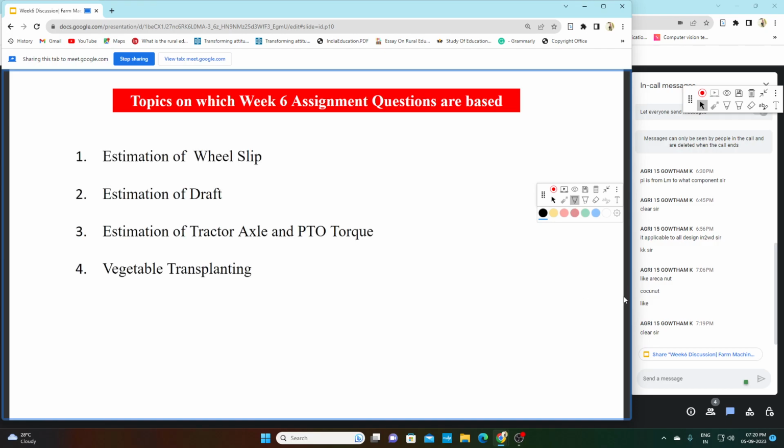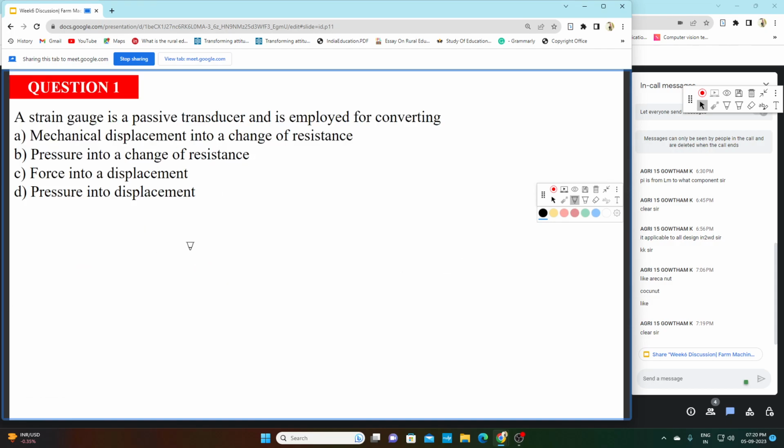Today's assignment questions will be discussed on the topics: estimation of wheel slip, estimation of draft, estimation of tractor axle and PTO torque, and last is vegetable transplanting. Okay, so let's see the first question.